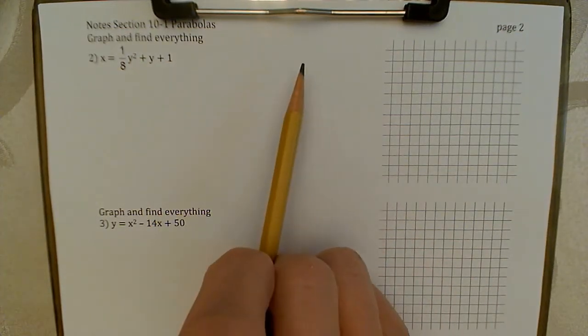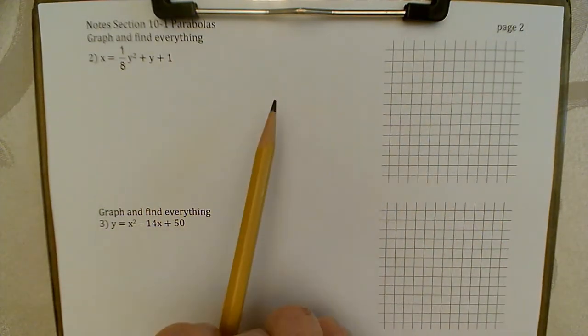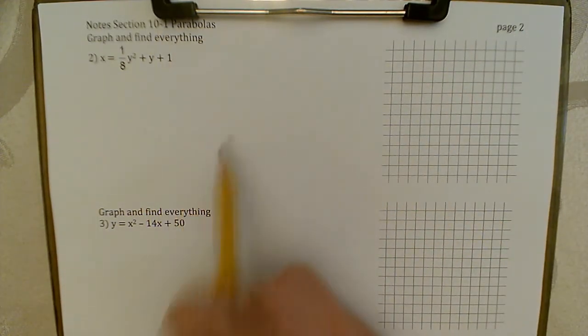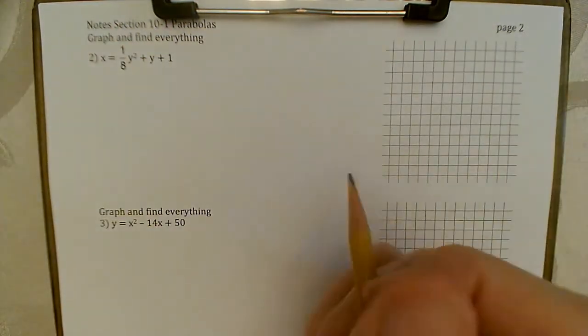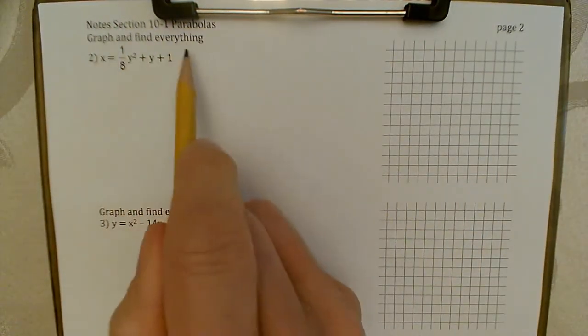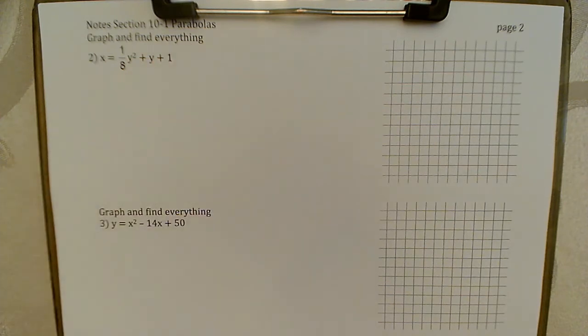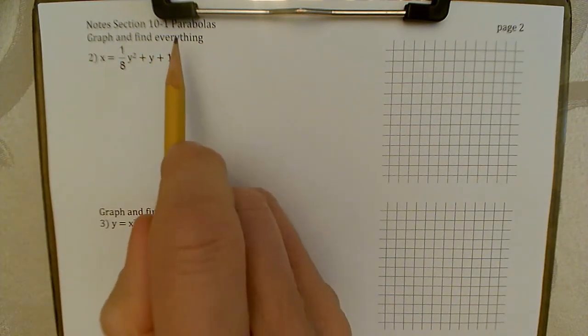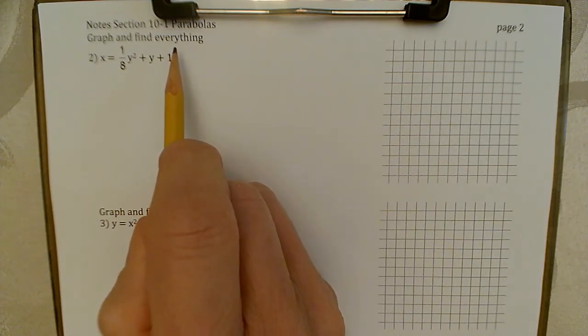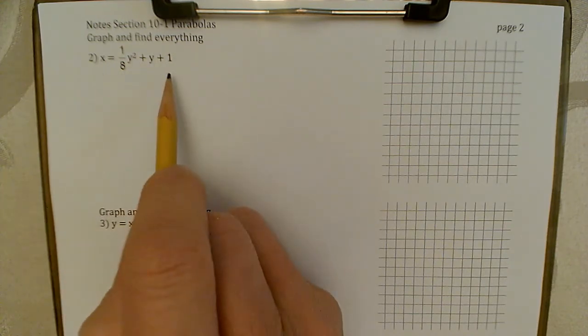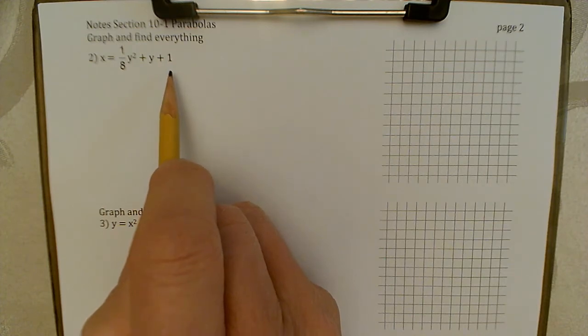Moving on to the back of our notes, page 2, we'll look at several examples and practice some of the stuff we did on the front of the page. All right, so we want to graph and find everything, and by everything we mean find the vertex, find the focus, find the equation of the axis of symmetry, and the equation of the directrix. All right, so by looking at this, can we say which way this is opening? Is this probably going to open up, down, left, or right?